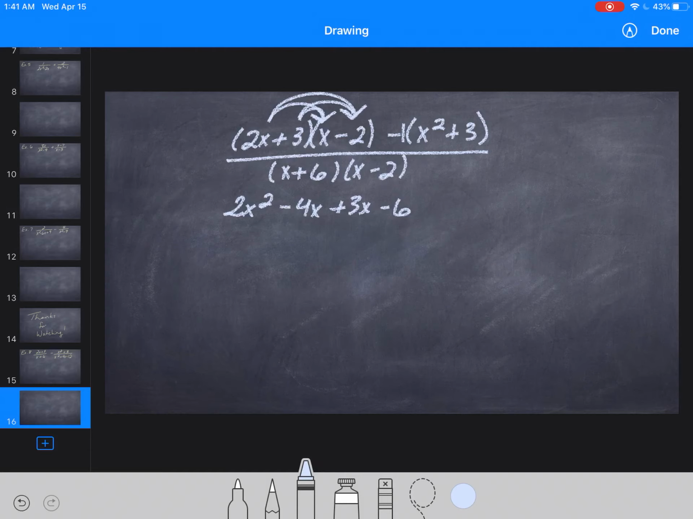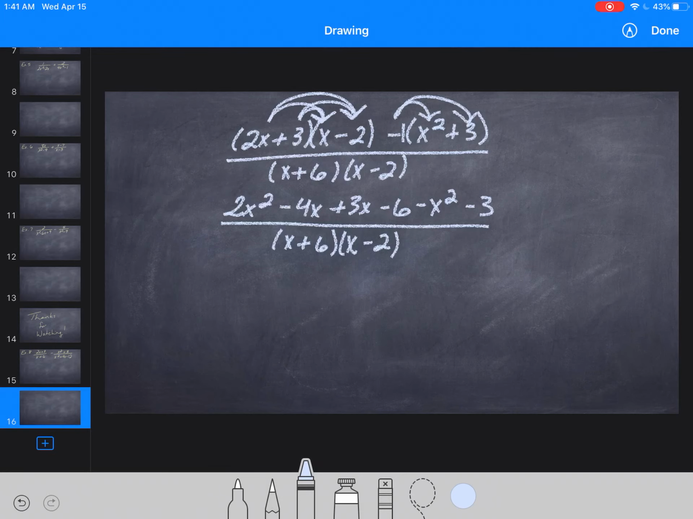In front of my next set of parentheses, I can see that there is a negative 1 in front, so I'm going to distribute that. Negative 1 times x² gives me a negative x². Negative 1 times a positive 3 gives me a negative 3, all divided by my least common denominator, which was (x + 6)(x − 2).